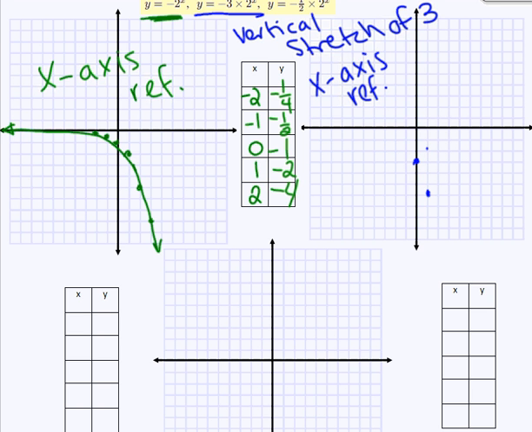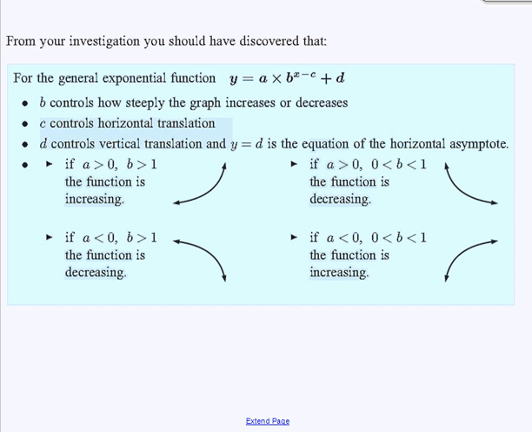2 squared is 4, times 3 is off the graph. So we've got something like this. And that is y equals negative 3 times 2 to the x. Okay, so again, x-axis reflection because of the negative in front of our function, and a vertical stretch. It's growing even more negative than we would expect 2 to the x to grow. Okay, this is just a summary of what I've talked about.